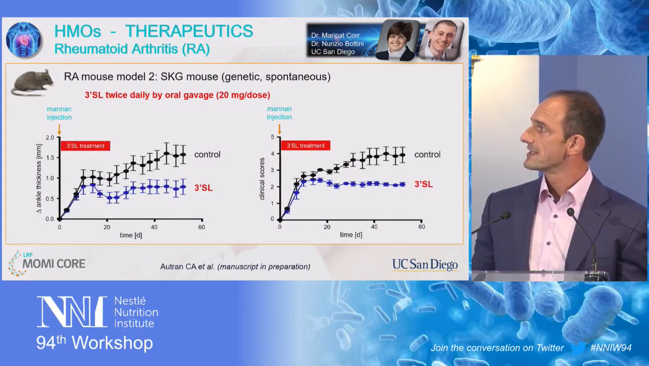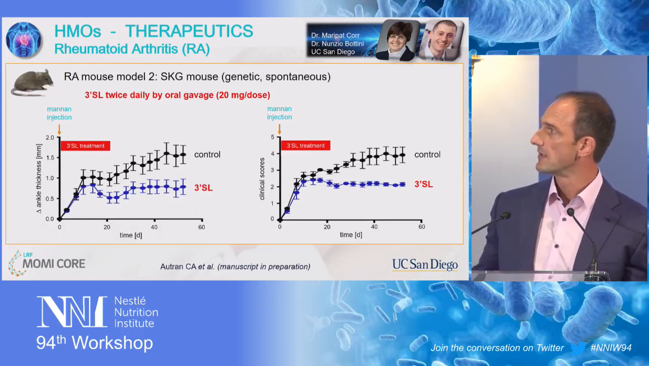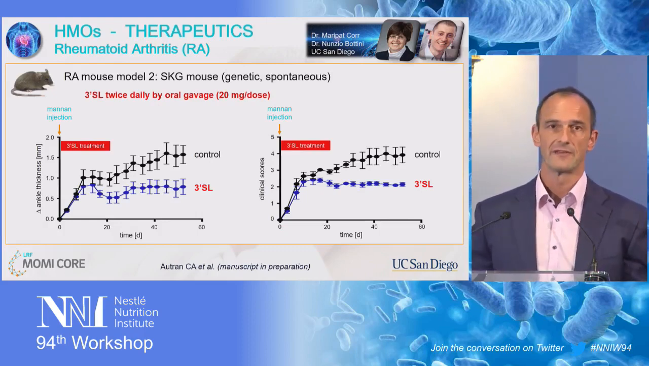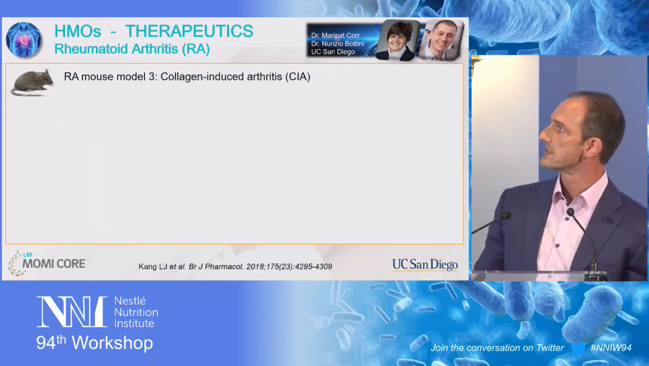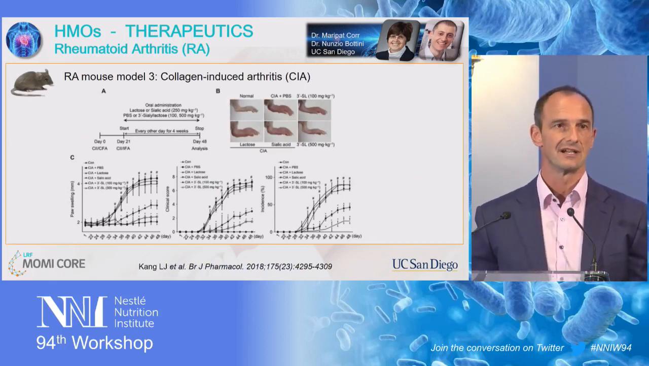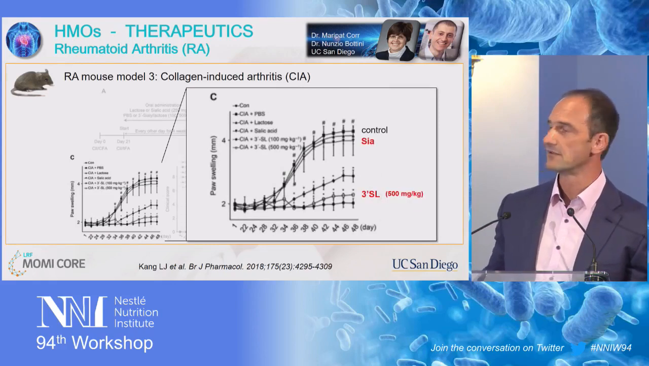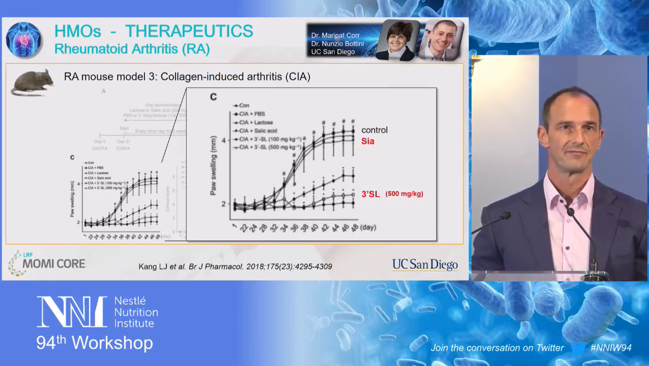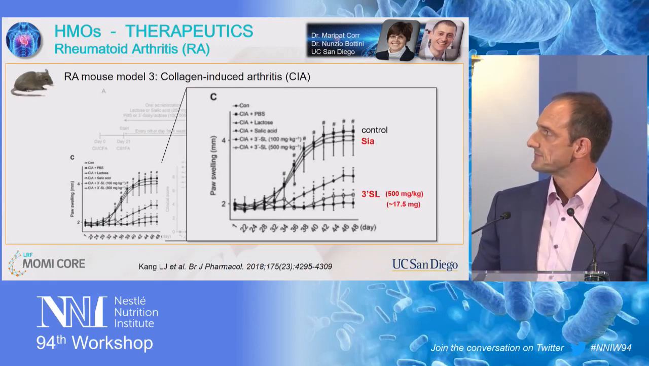So we tried this out in a second model. This is a genetic model. And just to make this short, we find the same: 3SL reducing the paw thickness significantly. In the meantime, there's a group in South Korea that used a third independent model, also tried 3SL, and also found that 3SL significantly reduces arthritis. And that's about the same concentration.